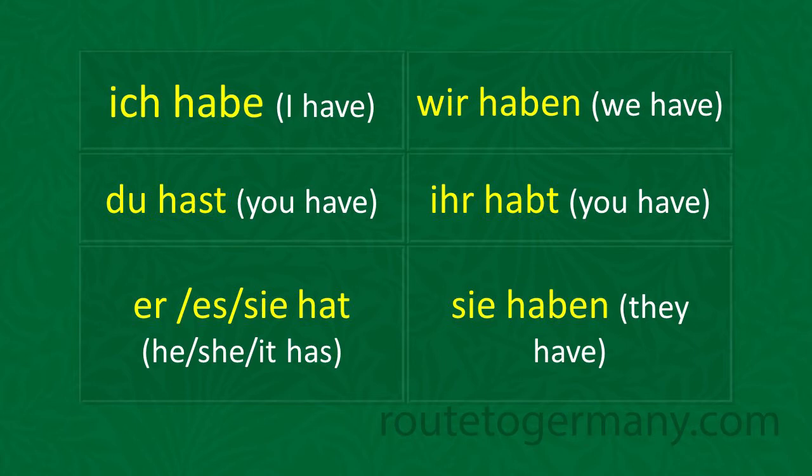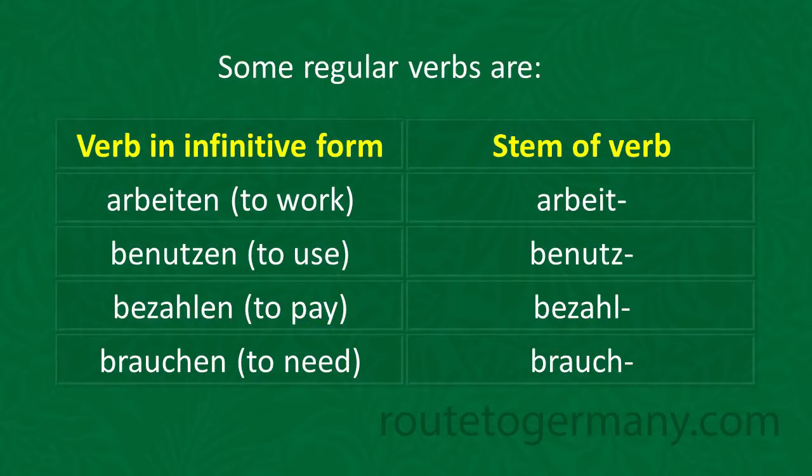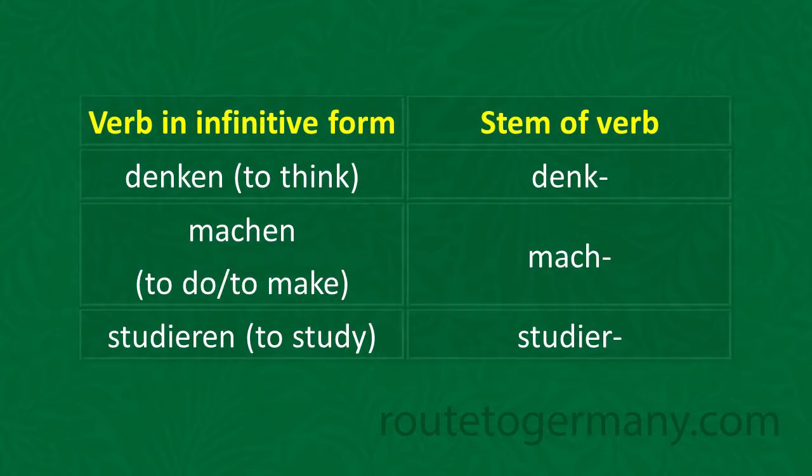Some regular verbs and their stems are arbeiten, which means to work, and if we remove the en ending, the stem remains arbeit. Benutzen, which means to use, and the stem is benutz. Bezahlen, which means to pay, and the stem is bezahl. Brauchen, which means to need, and the stem is brauch. Denken, which means to think, and the stem is denk. Machen, which means to do, and the stem is mach. Studieren means to study, and the stem is studier.